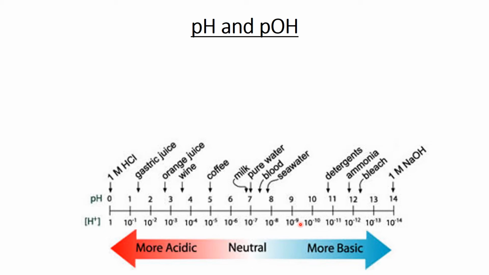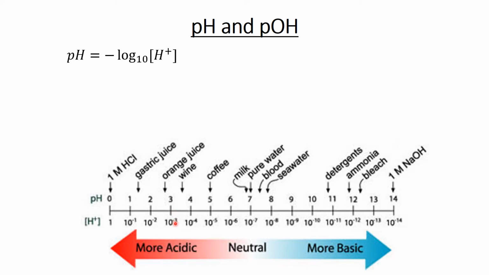So there's a scale that we use to measure how much H plus is in a solution, and that's what we call the pH scale. pH is equal to the negative log of the H plus concentration. Remember, the log of something is just the power you raise 10 to get that number. So the negative log of 1 is 0. The negative log of 10 to the negative 1 is 1. The negative log of 10 to the negative 2 is 2. The negative log of 10 to the negative 3 is 3, and so forth. So the pH is just that number in the exponent.